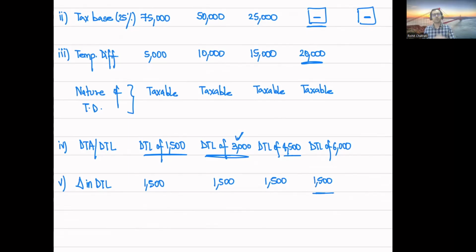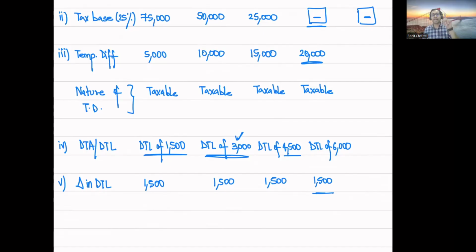So as at the end of year four, my balance sheet is actually showing a deferred tax liability of 6,000 rupees. Now, you might keep getting frustrated, right? Deferred tax liability is increasing by 1,500 every year, year after year.